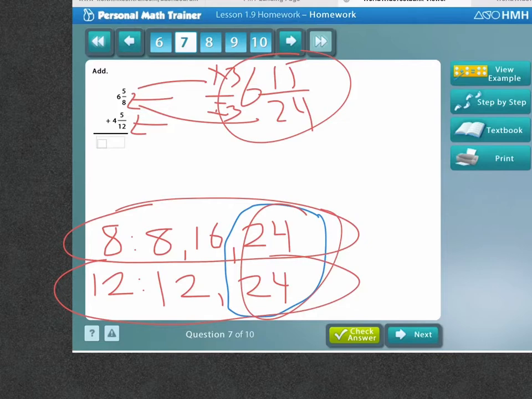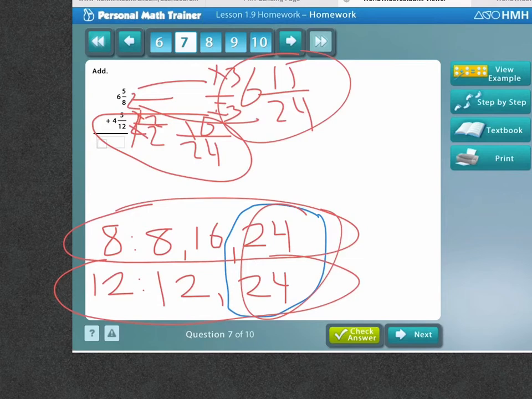And then 12 times 2 is 24, and 5 times 2 is 10. So this is going to turn into 4 and 10/24ths. I'll rewrite that more clearly.